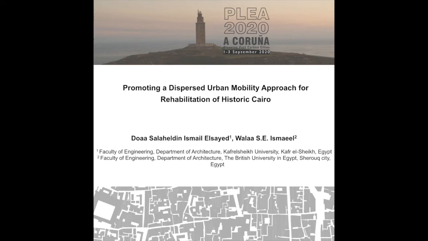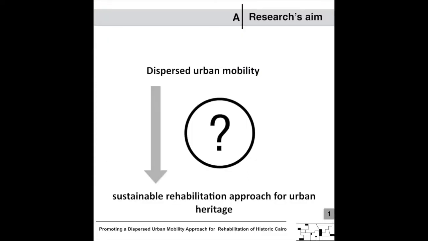Hello everyone, these are the authors of the work entitled Promoting a Dispersed Urban Mobility Approach for Rehabilitation of Historic Cairo, Dr. Du'aet Salah and Dr. Wala Salah. This study puts forward a research question: whether promoting a dispersed urban mobility approach would present a sustainable rehabilitation scenario for urban heritage.